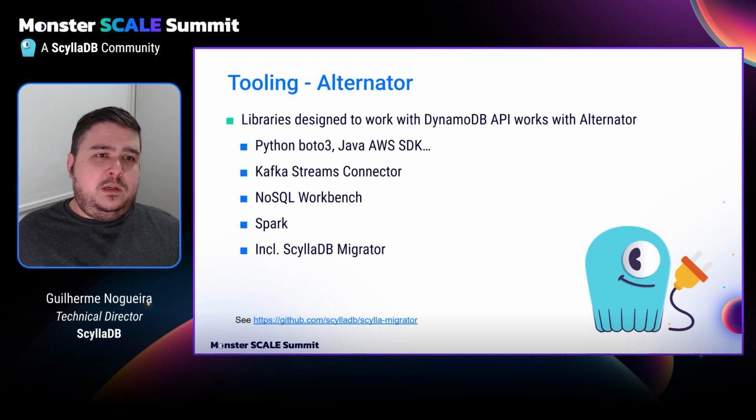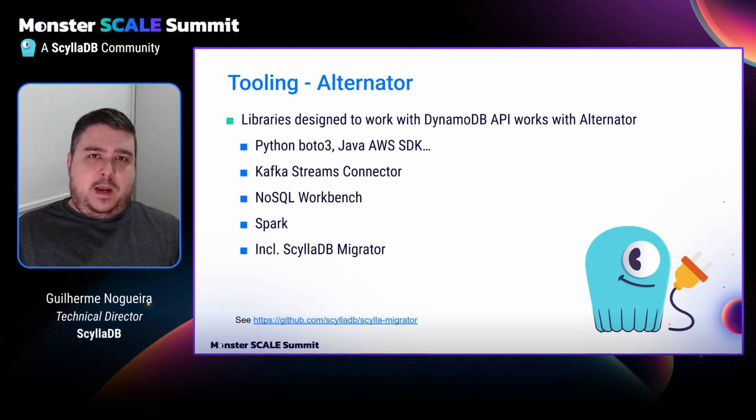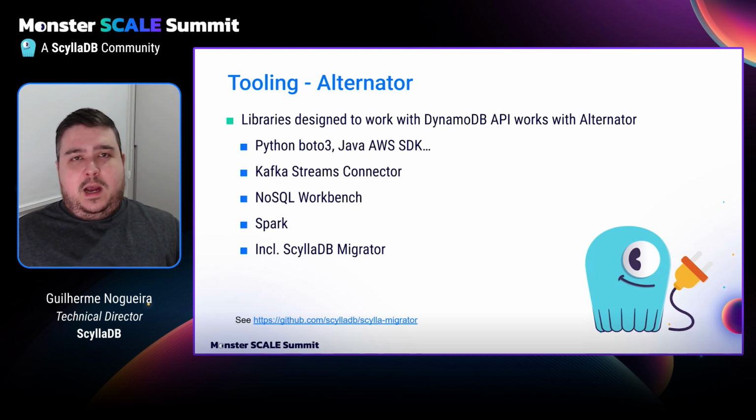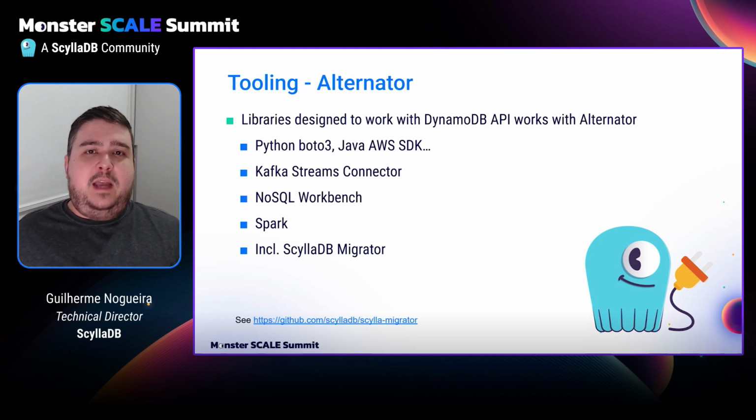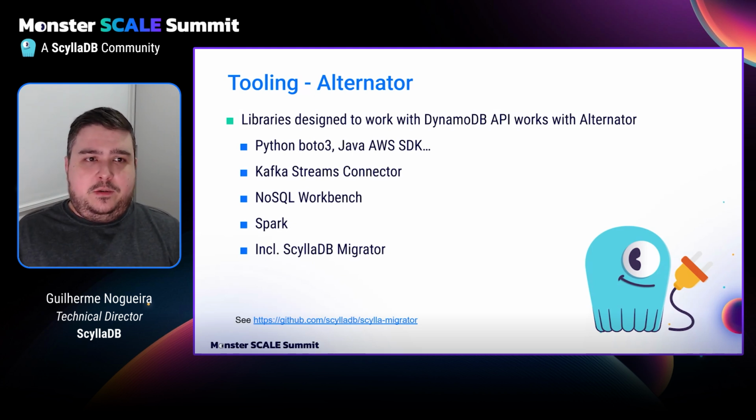With regard to tuning, any library that is designed to work with DynamoDB should work with Alternator. So consider Python's Boto3, which is extremely popular, Java's AWS SDKs or Golang, as well as the Kafka connector, Spark connector, NoSQL Workbench, including our own Scylla Migrator, which is a Spark-based migrator that allows you to efficiently copy a DynamoDB table to Alternator, or CQL to CQL. It just doesn't do the ETL portion of it.